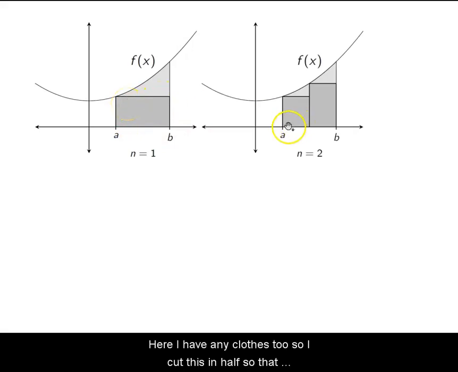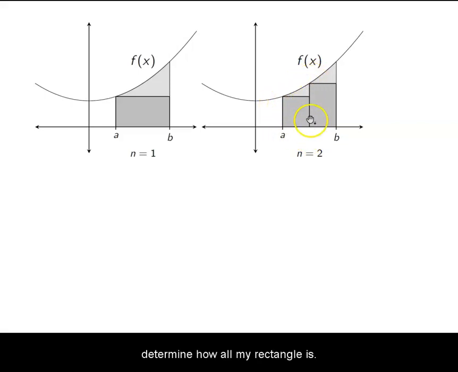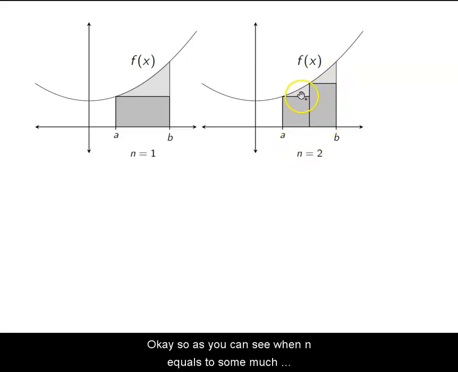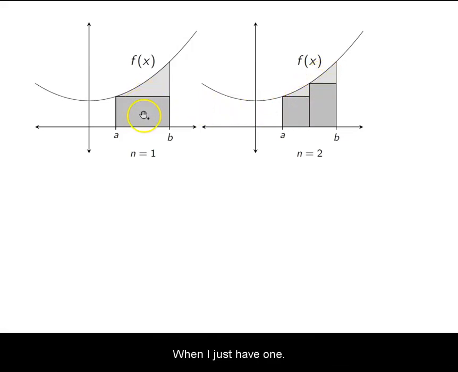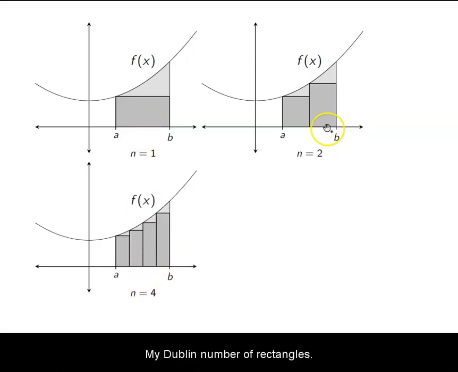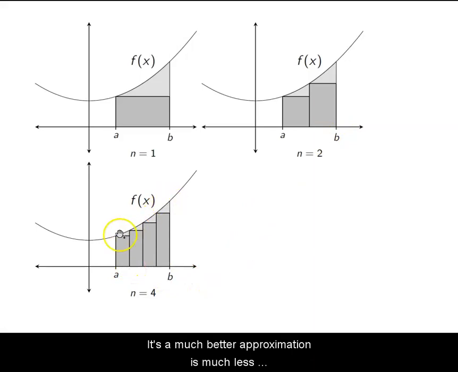Here I have n equals 2. So I cut this in half, and that gives me two rectangles. Again, the left-hand side of the rectangle is the same height as the function. So that's how I determine how tall my rectangle is. As you can see, when n equals 2, it's a much better approximation. It covers the area a lot better than when I just have one rectangle, right? When I double the number of rectangles, there's much less area that's not covered compared to n equals 1.